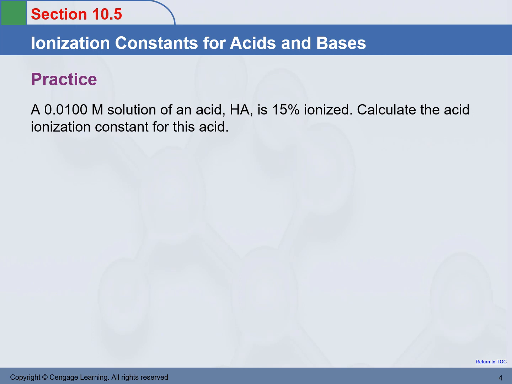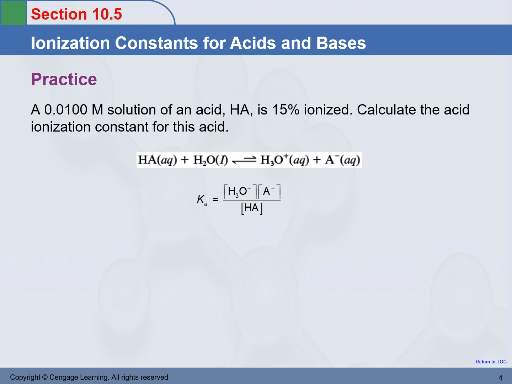Practice: a 0.0100 molarity solution of acid HA is 15% ionized. Calculate the Ka. All right, let's write out the acid ionization equilibrium of HA. So that's what it is. Then let's put Ka here. This is the formula of Ka. Our job is to figure out the concentration of this, the concentration of this, and the concentration of that, then put the numbers in, and we're done.